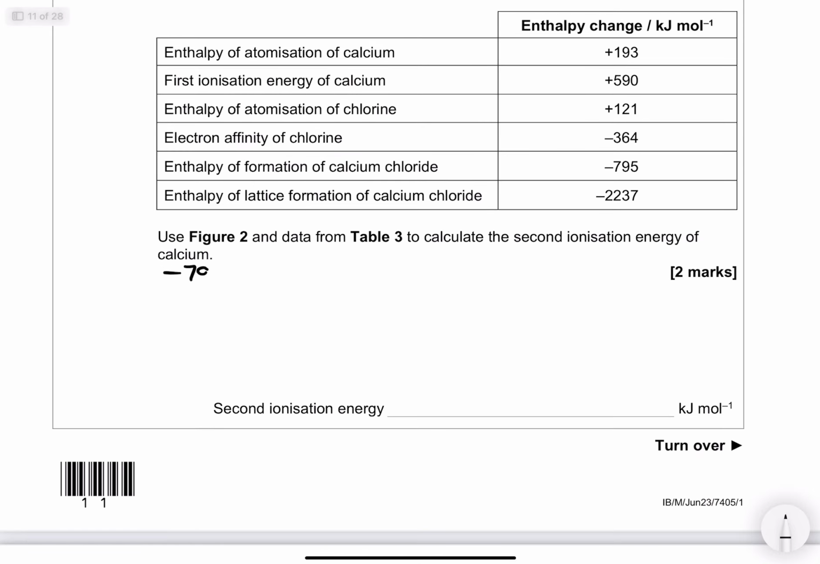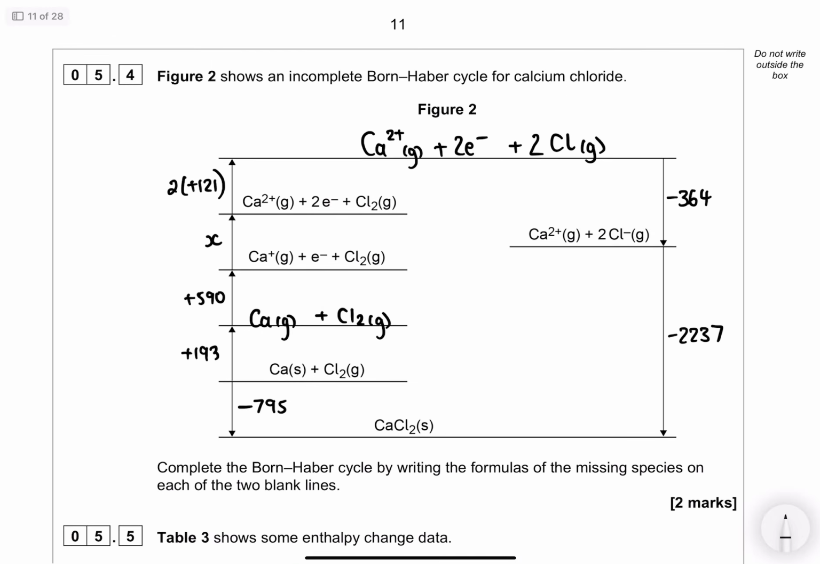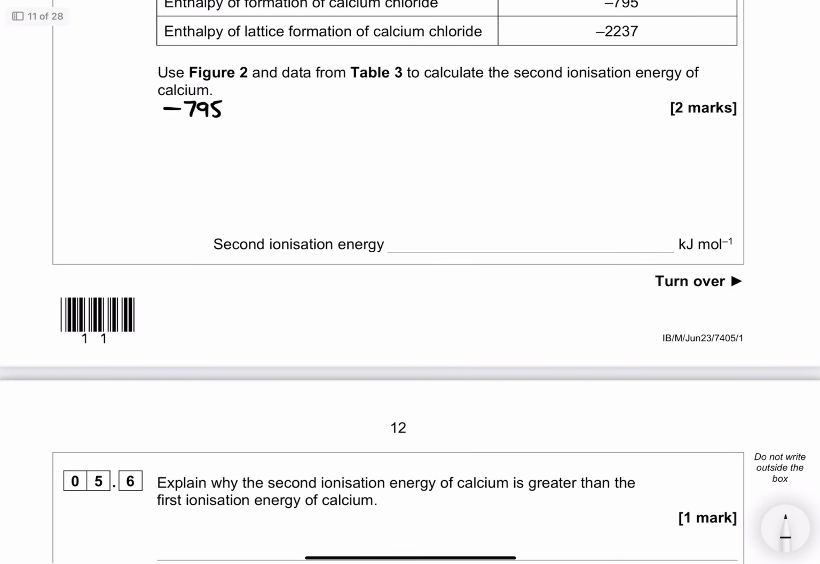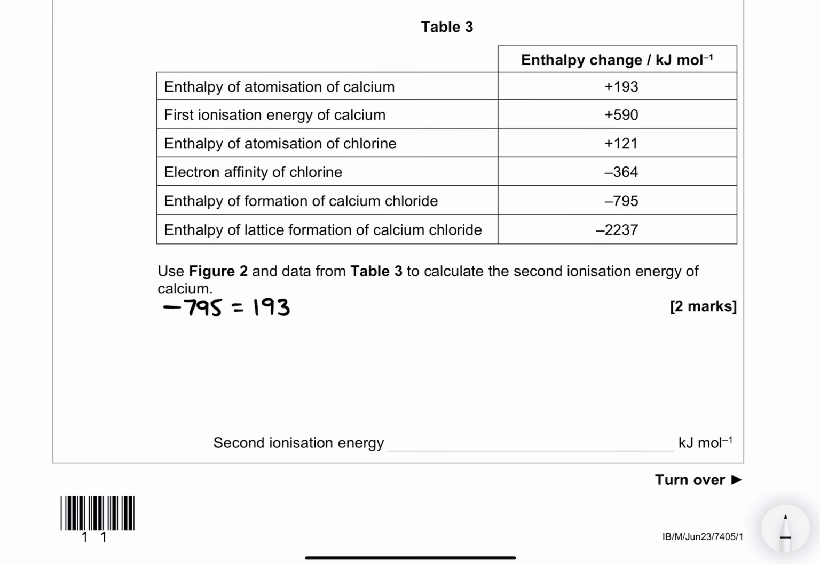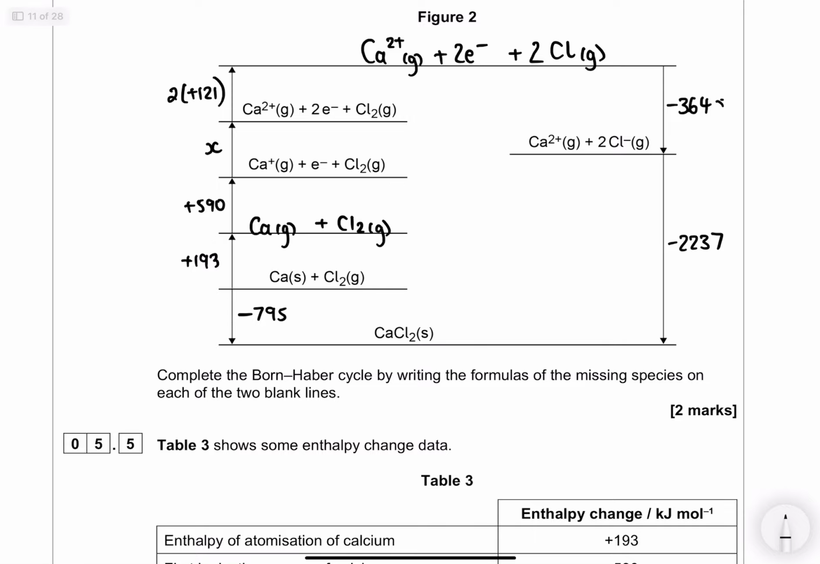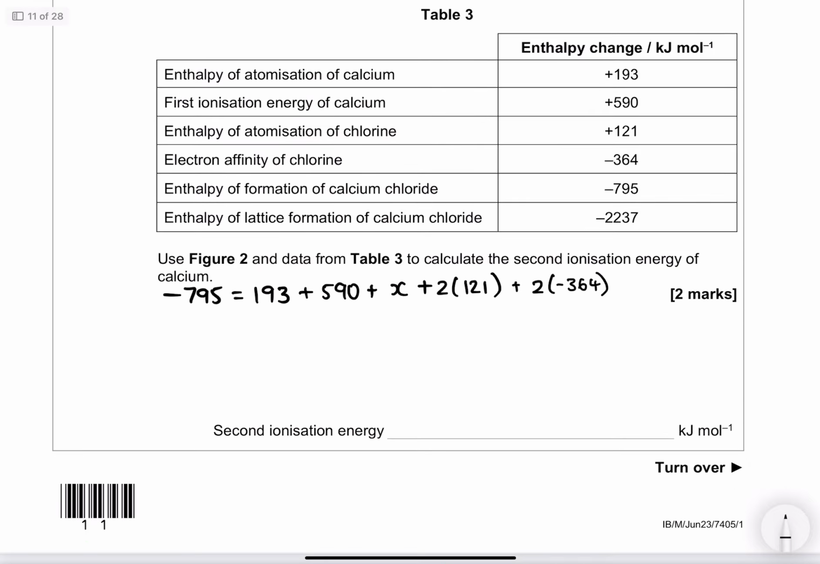So if I said that, because all the other arrows point around this cycle in a clockwise direction except -795, we could say that it's equal to 193 plus 590 plus the unknown, our x, plus 2 lots of 121 plus 2 lots of -364, because we had 2, so I should put that on there, shouldn't I? 2 Cl, each becoming chloride ions, plus -2237. And you could work it out by doing the algebra on this sum here.